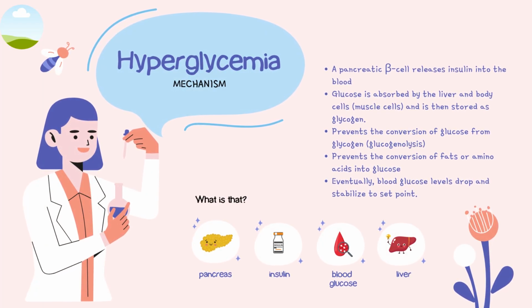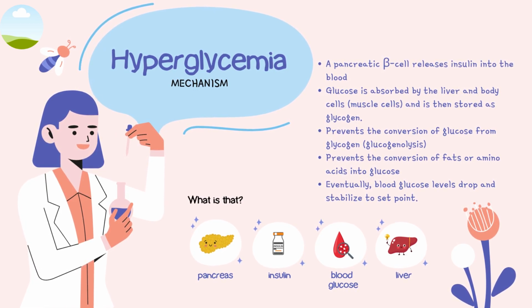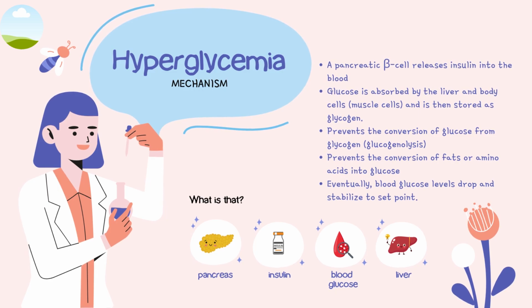In the mechanism of hyperglycemia, when the blood glucose levels start to rise and exceed the normal level, beta cells of the pancreas release insulin into the bloodstream. The release of insulin enhances the liver and body cells taking up glucose and storing it as glycogen by stimulating the liver cells. This action inhibits the breakdown of glycogen into glucose and also the conversion of amino acids or fats into glucose in the process of glycogenesis. As a result, the blood glucose level decreases and returns to its set point.